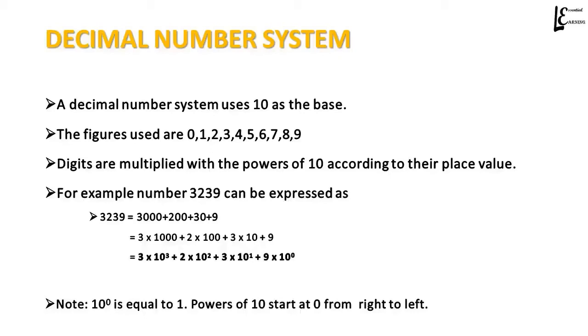For example, number 3239 can be expressed as 3000 plus 2000 plus 30 plus 9. And if we write it in the form of base, it will be 3 into 10 power 3 plus 2 into 10 square plus 3 into 10 power 1 plus 9 into 10 power 0. One thing you should note is that 10 power 0 is equal to 1. Powers of 10 start from right to left in decimal number.